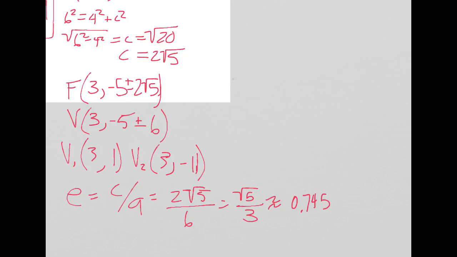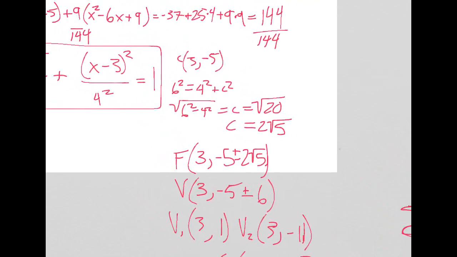0.745. So remember, if that eccentricity were 0, you'd be talking about a circle. And if the eccentricity were 1, you'd be talking about a line. Picture like a super skinny ellipse like that. And so that 0.75, that's pretty high up there, which tells you that this ellipse is fairly elongated like that.